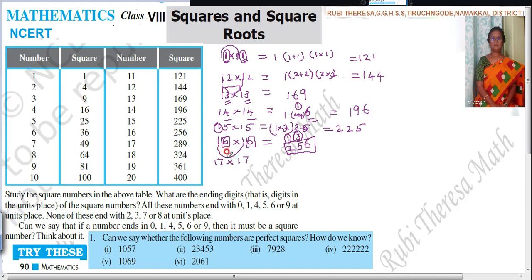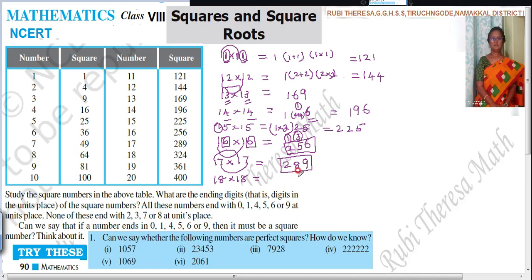Next 17 into 17. 17 square, when you are writing the expansion, 17 into 17. That is 7 sevens are 49. Remainder 4. Mentally you should do it. Remainder 4. 7 plus 7 is 14. 14 plus 4 is 18. Remainder 1. 1 into 1, 1. 1 plus 1 is 2. So 289.